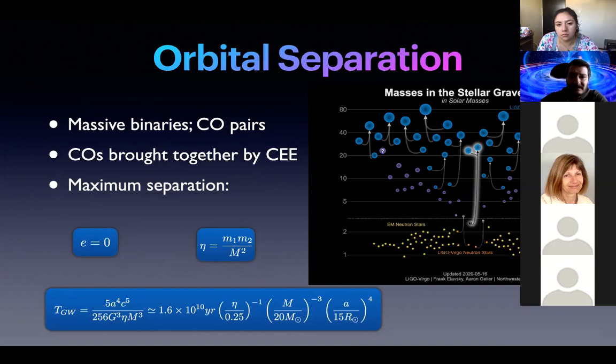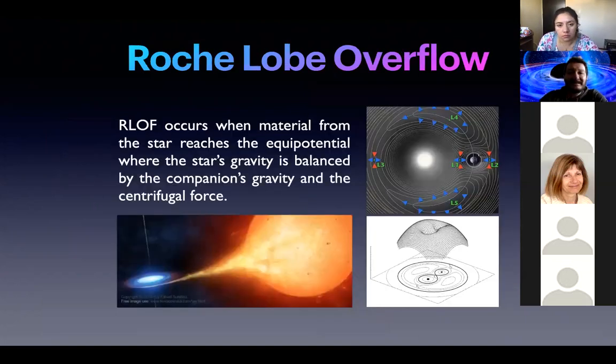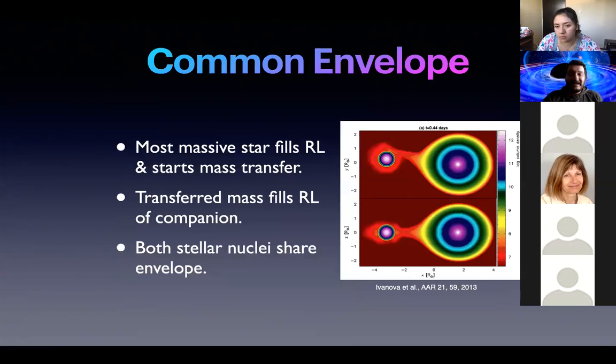Well, the answer is, if you have a binary, one of the two stars, let's say the more massive one, evolves faster, becomes a red giant or a red supergiant, and starts transferring material from the star to the companion. So Roche-lobe overflow can help you. If you are transferring mass from the more massive star to the less massive star, you can shorten the orbital period.